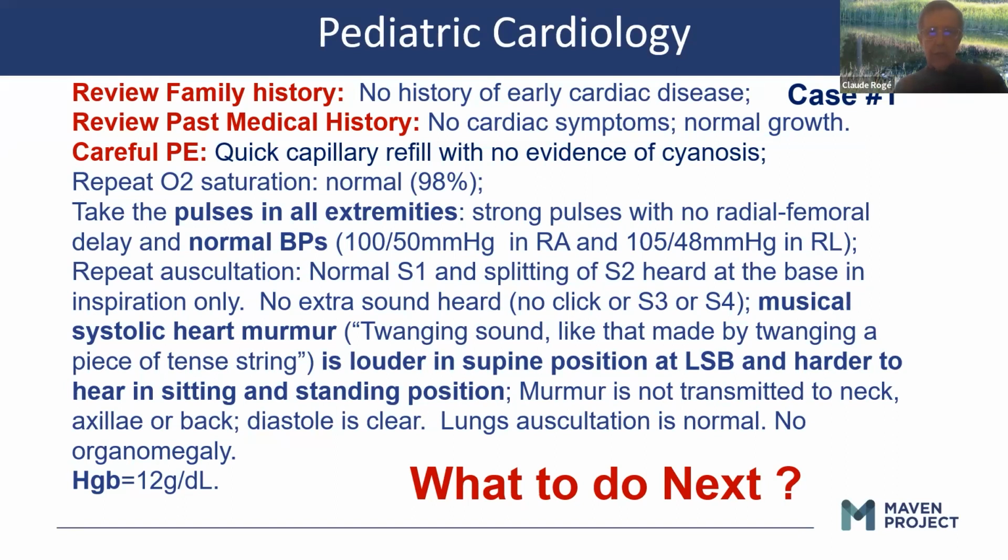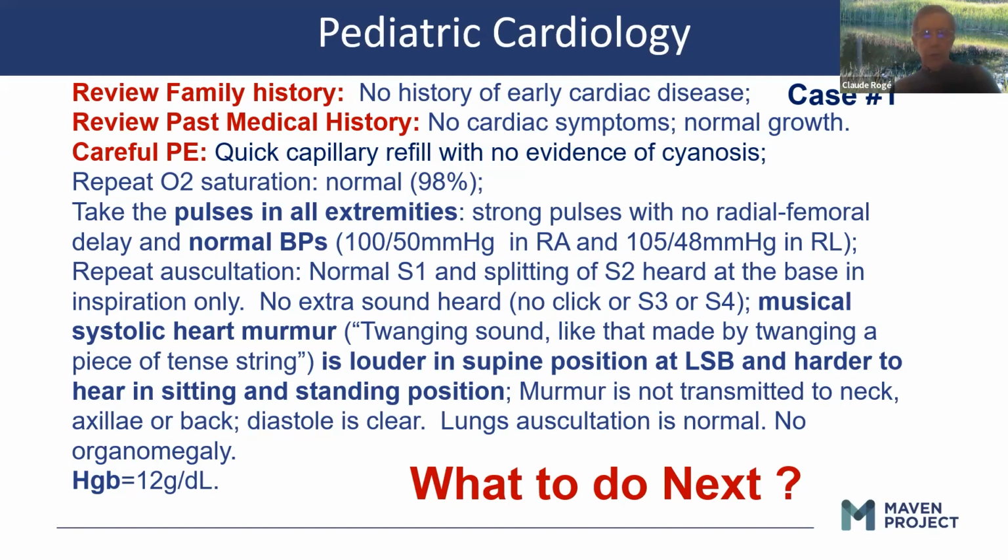As I mentioned, usually when you have a murmur, you are going to take the blood pressure in one arm and the leg, and the arm that you would choose is the one with the stronger pulse. And as you can see, like in normal people, it's a little more extreme in the leg, so you will have a slightly higher systolic and slightly lower diastolic. And then you repeat the auscultation. You have a normal S1. You hear a splitting of the second heart sound at the base in inspiration only. And you don't hear any extra sound: no click, no S3, no S4.